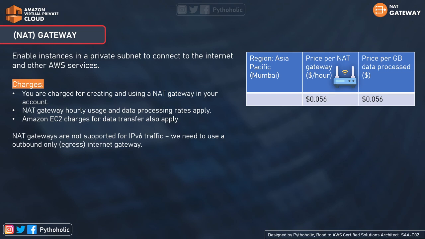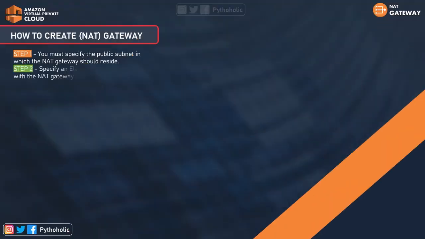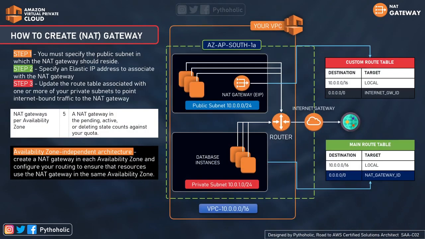And NAT gateways are not supported for IPv6 traffic. We need to use outbound only egress internet gateway for that. So now let's see how we can create a NAT gateway. So there are very simple steps to create your NAT gateway. So the step 1 is you must specify the public subnet in which the NAT gateway should reside. Yes, the NAT gateway should reside in your public subnet, which means it is associated with the internet gateway. So I think I gave you the clue right there.